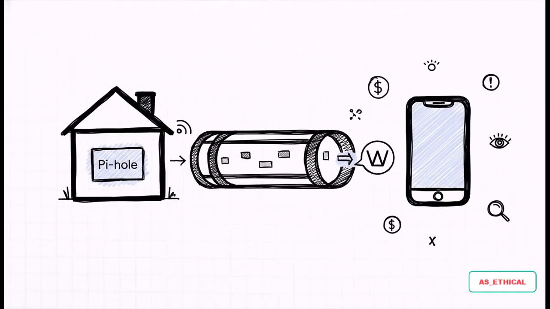But what about when you're not at home? Well, you can pair Pi-hole with a VPN, like WireGuard. This lets you securely route all your phone's internet traffic back through your home network. What does that mean? It means you get all the ad blocking and tracker blocking goodness of your Pi-hole even when you're on the go, anywhere in the world.